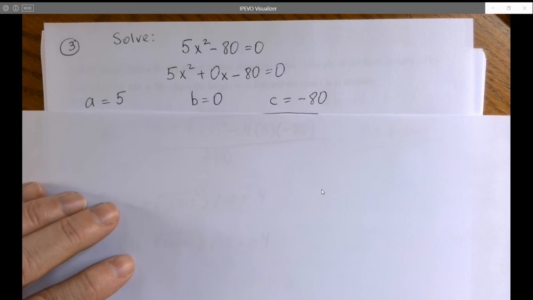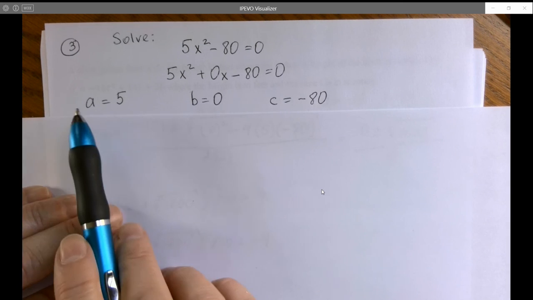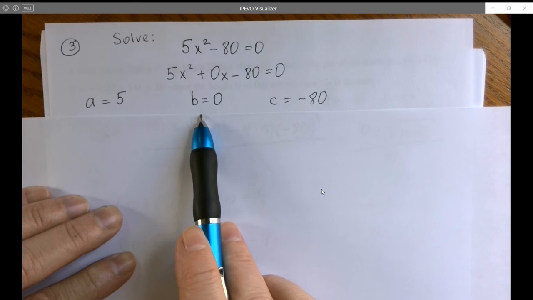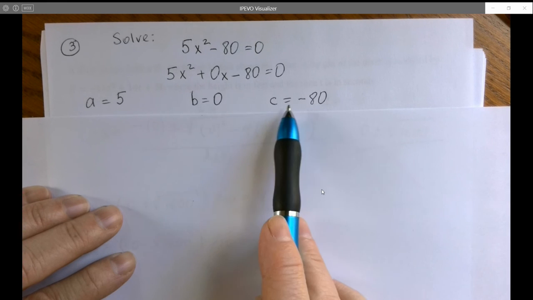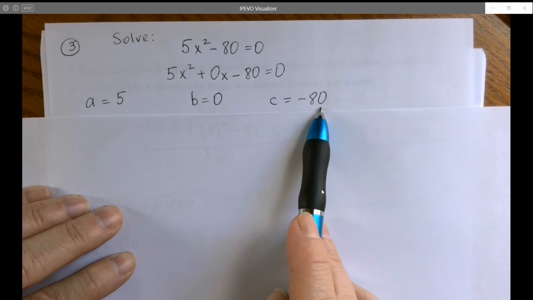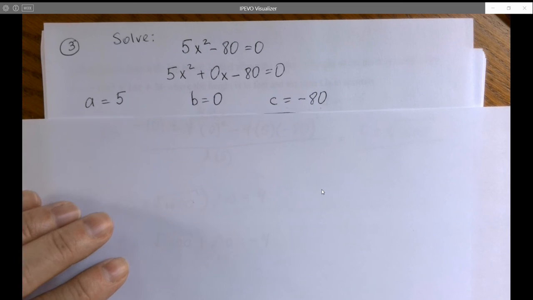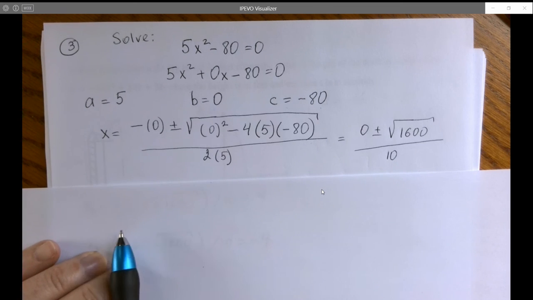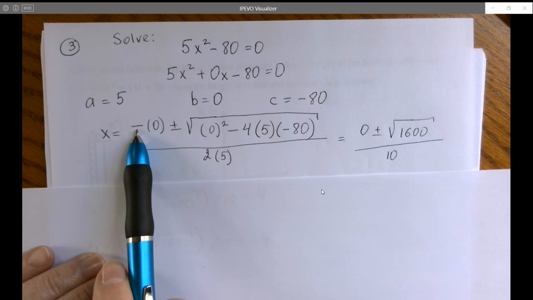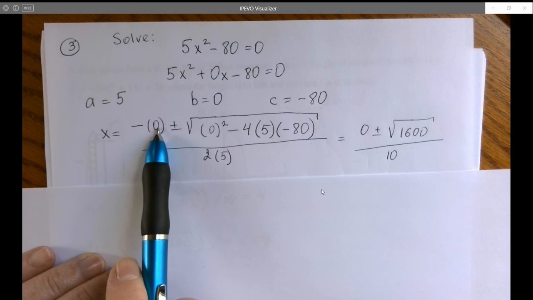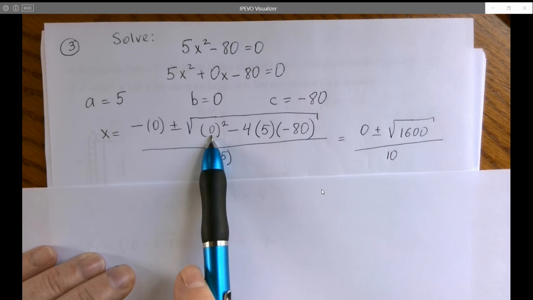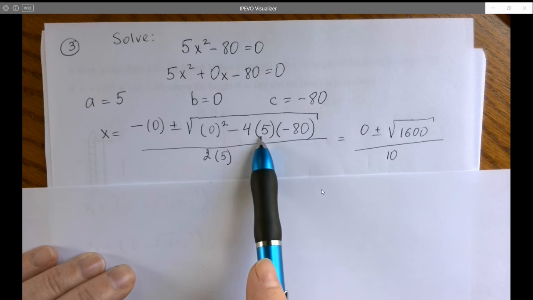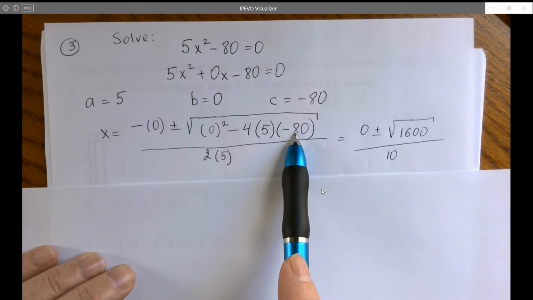Now we see that our ABC is: a is equal to 5, b is equal to 0, c is equal to -80. It's time to use our quadratic formula, and I will put -0. I will put 0 here inside of parentheses to the second power, and substitute a and c right here.